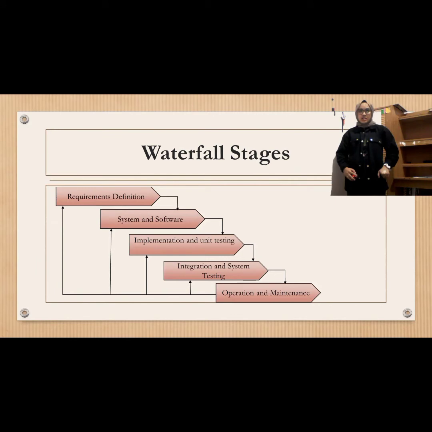The working method for building the stock and sales data managing application is the waterfall stages. The waterfall has 5 stages. The first is requirement definition. The second is system and software design. The third is implementation and unit testing. The fourth is integration and system testing. The last is operation and maintenance.